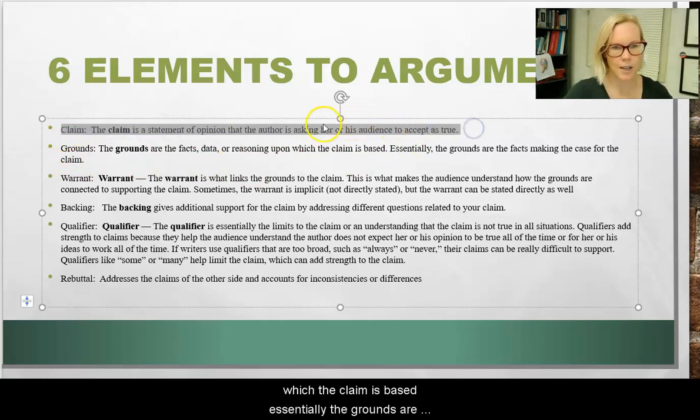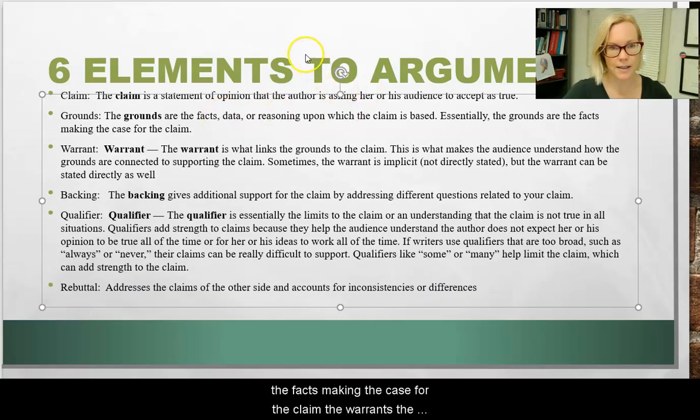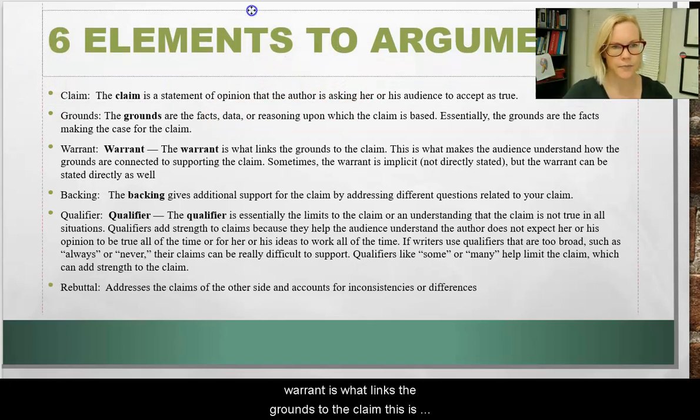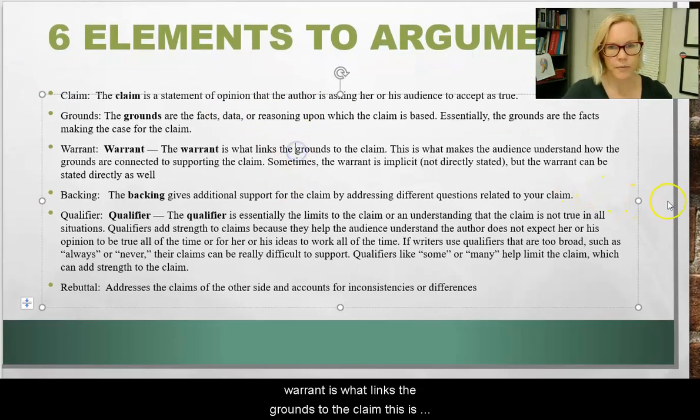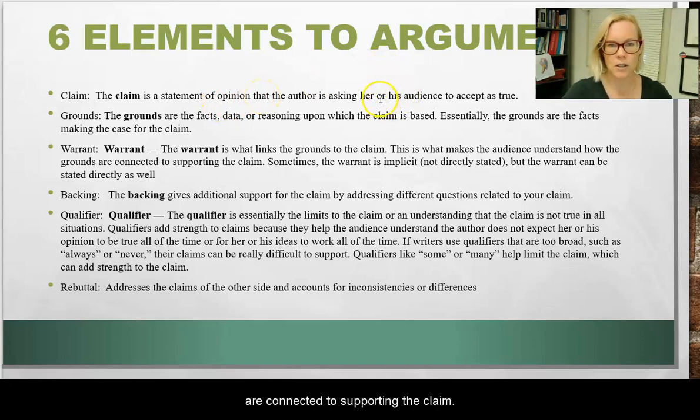First is claim, and the claim is what we call in our class a thesis. And that is, let me adjust this. The claim is a statement of fact, a statement of opinion that the author is asking her or his audience to accept as true.